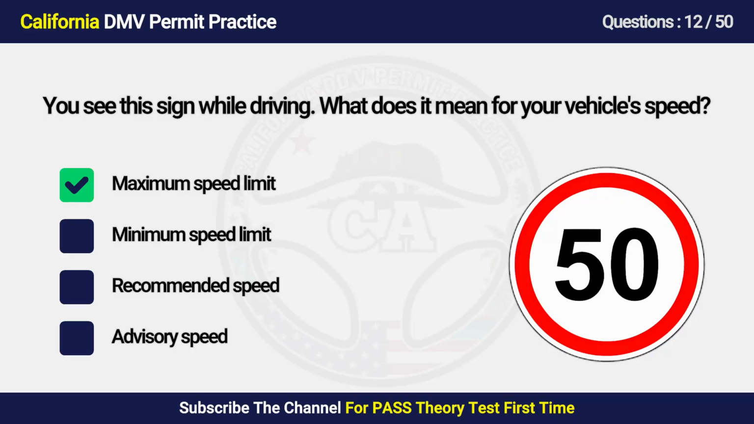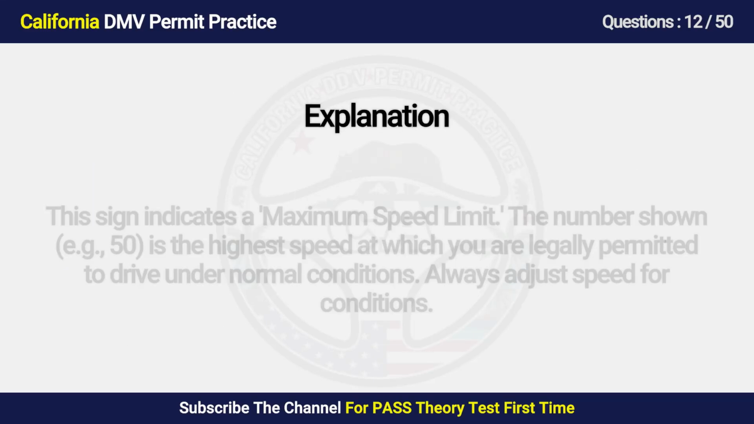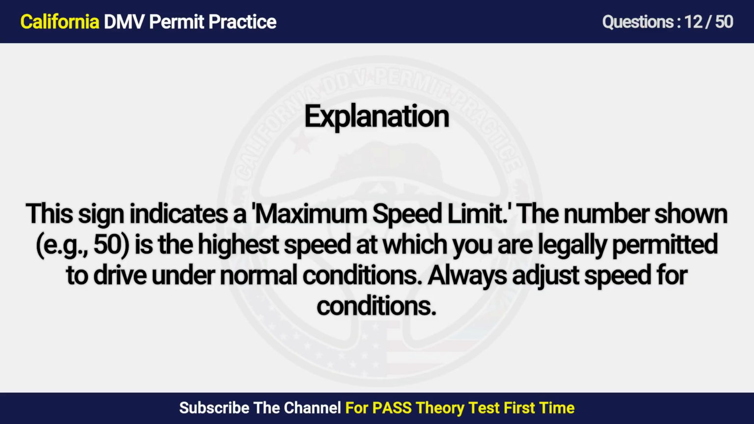Answer is A. Maximum speed limit. This sign indicates a maximum speed limit. The number shown, for example 50, is the highest speed at which you are legally permitted to drive under normal conditions. Always adjust speed for conditions.